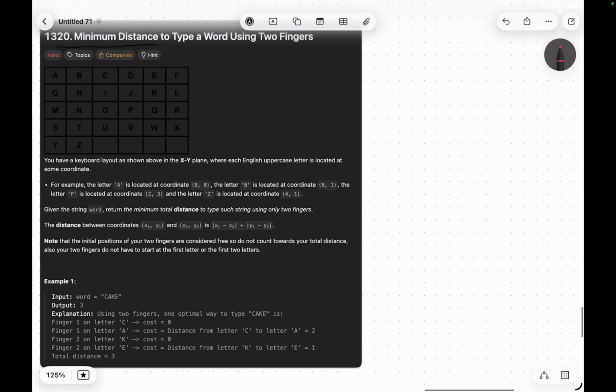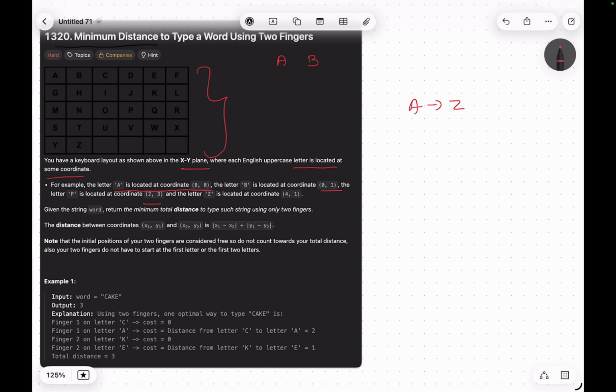So basically we are given this particular layout as a keyboard, which is shown above the XY plane, where each English uppercase letter is located at some coordinate. So we start from 0,0, we have A, and at 0,1 we have B, and it goes on. For example, letter A is located at 0,0 and B is 0,1 and P is 2,3. So we have from A to Z.